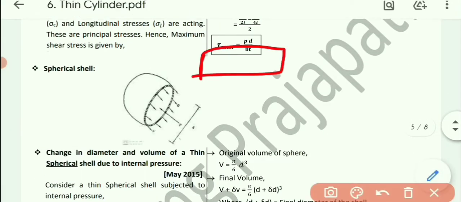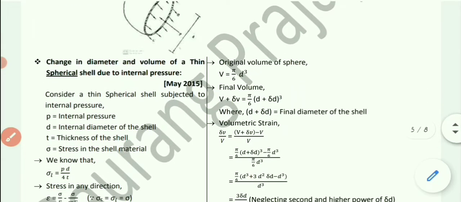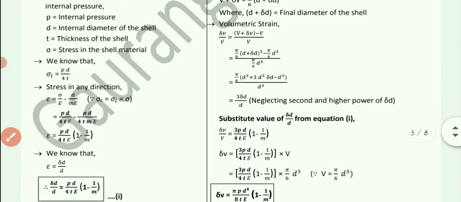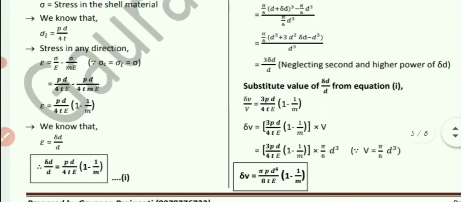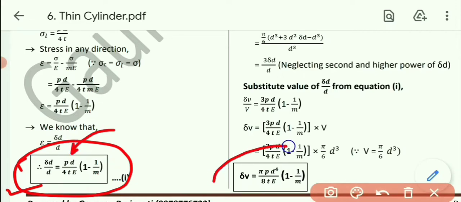So these were the cases of the thin cylindrical shell. Now let's talk about the spherical shell. Over here you can see the figure of the spherical shell. Two formulas will be there, for change of diameter as well as volume. With respect to diameter, delta D by D equals PD by 4T in the bracket 1 minus 1 upon m. In case of volume, the formula is pi into P D raised to 4 divided by 8T in the bracket 1 minus 1 upon m. These are the formulas which will be used during the examples.